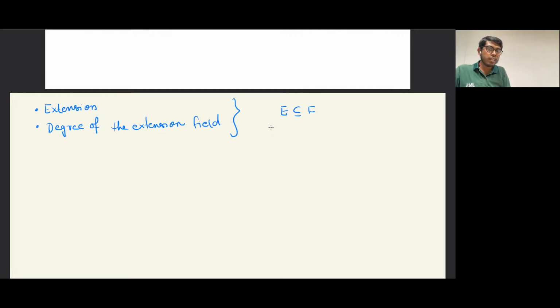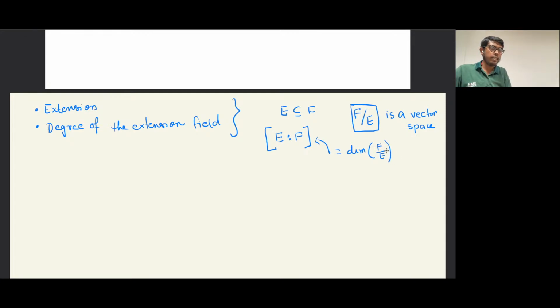And what is the degree? So degree means, F over E. This quotient is a vector space. Okay, this is a vector space, and the dimension of this vector space is called the degree of this extension, which is written as this. So this is equal to the dimension of F over E. Okay, and dimension over which field? The lower field. So dimension over E, and this is called the degree.